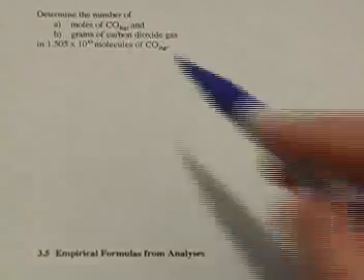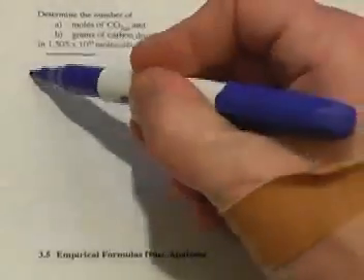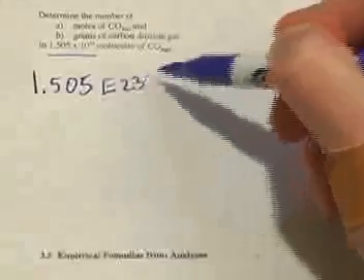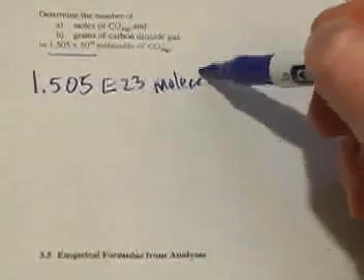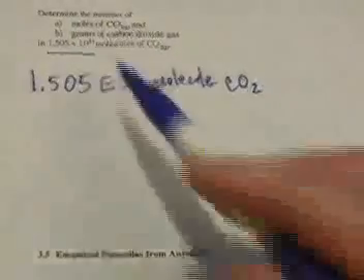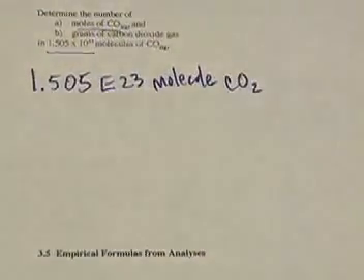Okay, on the next page, there's one more sample problem like this. This is just a little bit different. It says: determine the number of moles of CO2 and the grams of carbon dioxide gas in 1.505 times 10 to the 23rd molecules of CO2. So start by writing down the number that they give you, 1.505 times 10 to the 23rd, and this happens to be molecules of CO2.